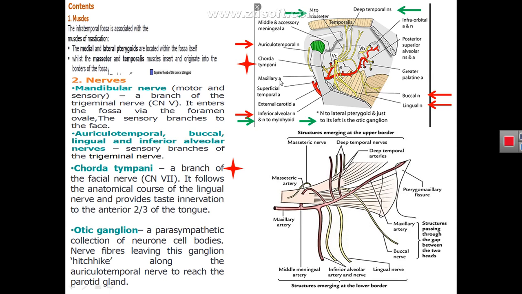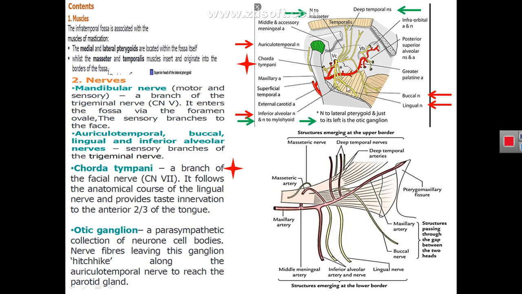Another sensory branch from the mandibular nerve, in addition to the auriculotemporal and inferior alveolar, is the lingual nerve. The lingual nerve, as I said a while ago, also passes below the lateral pterygoid, the key muscle, and it supplies the anterior two-thirds of the tongue with general sensation. Also, the buccal nerve is another sensory branch from the mandibular nerve that we just saw in between the two heads of the lateral pterygoid. So these are the motor and sensory branches of the mandibular nerve, represented by the green and red arrows respectively.